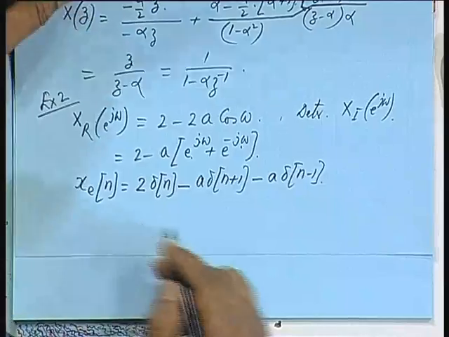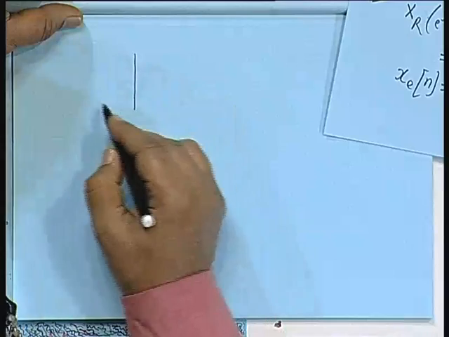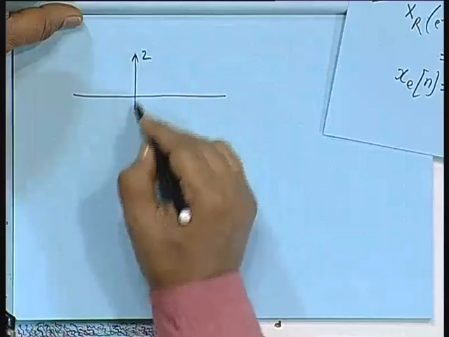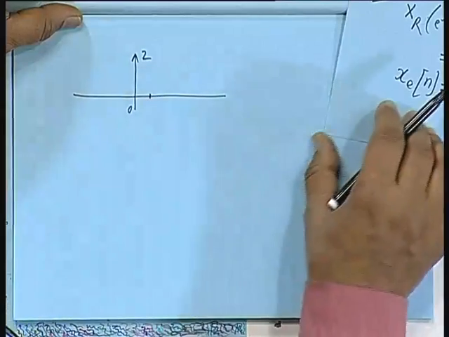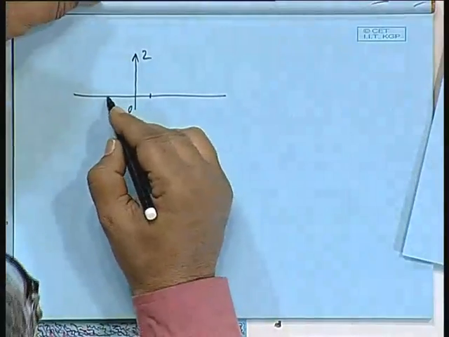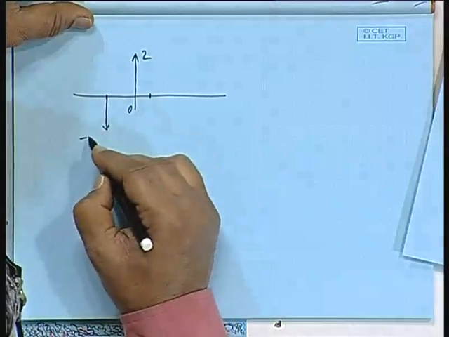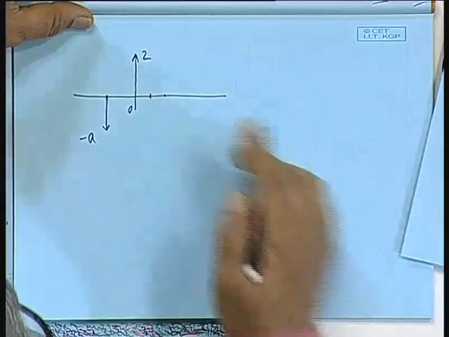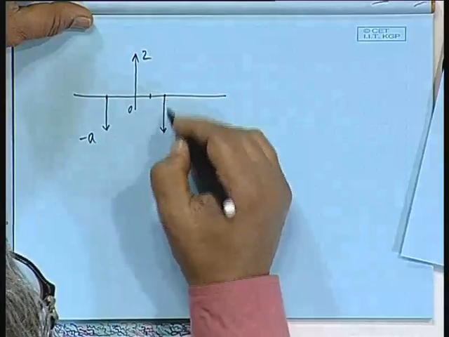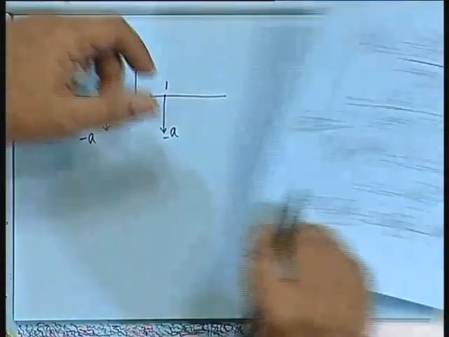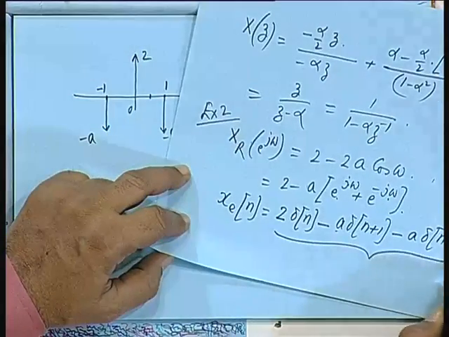Now, if I draw x_e(n), it looks like this: 2 into delta n, this is 2, minus a delta n plus 1. So, at minus 1 it is minus a, and minus a delta n minus 1. At 1 it is again a magnitude of minus a. This represents this function, all right.